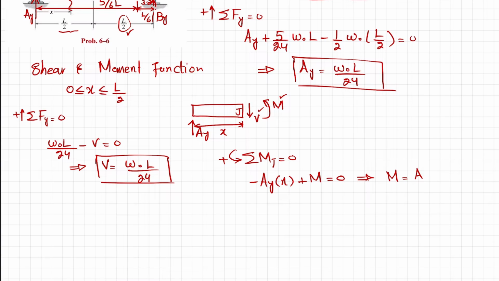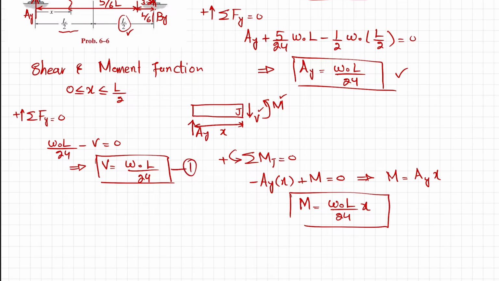AY into X, and AY is this one. So you will get M is equal to W naught L over 24 into X. This equation 1 and this equation 2 are valid for X greater than or equal to 0 and less than or equal to L by 2. Now we will move toward X greater than L by 2 and less than or equal to L.